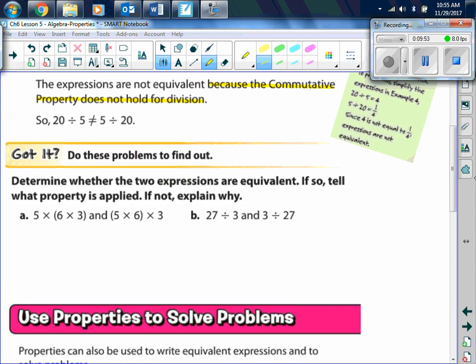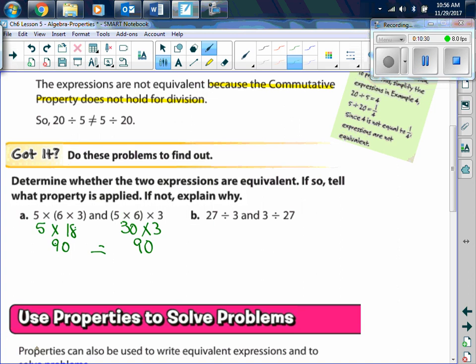So here, let's do these problems together. Okay? So here we want to determine whether the two expressions are equivalent. If so, tell what property is applied. If not, explain why. Okay? So, first thing we want to do, we want to see if they are equivalent. Okay, so we've got 5 times the quantity 6 times 3, and we have the quantity 5 times 6 times 3. Okay, so you can see here 90 is equal to 90. Okay, so those are equal.